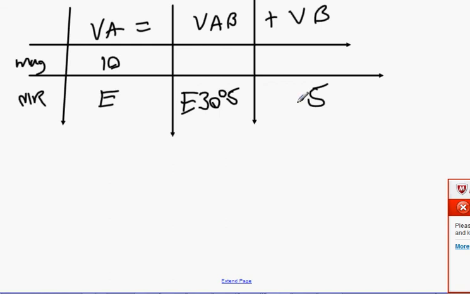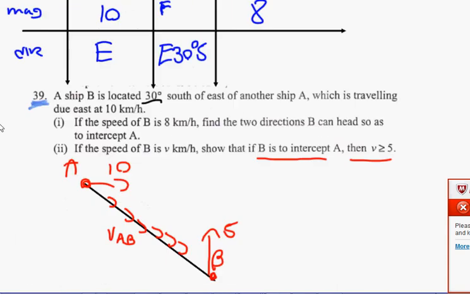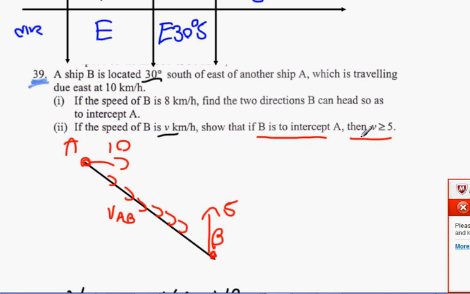Now, imagine that we didn't know this was 5, because we have to do a general rule. So I'm going to make it V. The velocity of B is now V, and we have to show that it has to be bigger than 5.